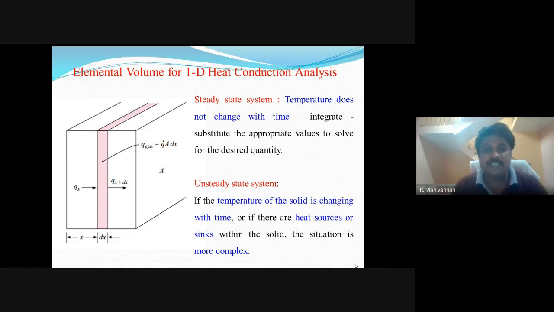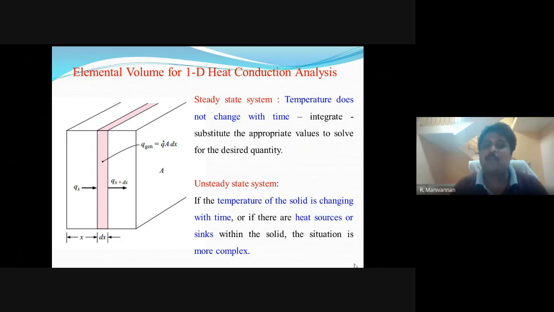Before stepping to the derivation, I want to explain the difference between the steady state system and the unsteady state system. In the steady state system, the temperature does not change with time. On the other hand, in the case of unsteady state system, the temperature will change with respect to time. So this is the basic difference between the steady state system and the unsteady state system.